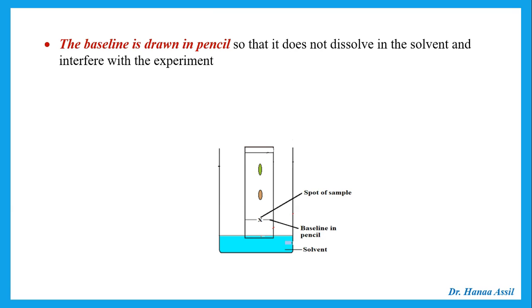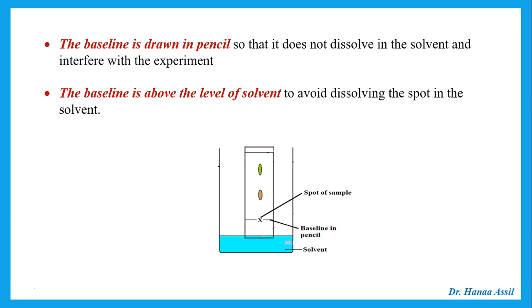One thing you need to realize is when I am trying to put a spot of the sample on the paper, I need to put it on something called the baseline, or we refer to it as origin line. Now, this baseline has to be drawn in pencil. This is because pencil or graphite in the pencil does not dissolve, and it will not go up and interfere with the experiment. If I draw the baseline in ink, then the ink will go up with the colors and the experiment will be ruined.